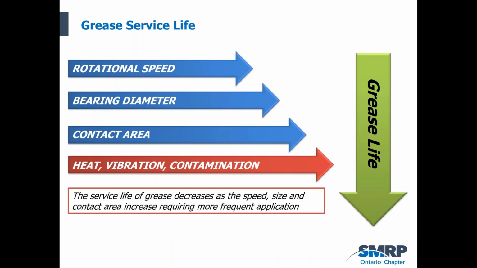Well, that depends upon the service life of the grease. Generally speaking, the higher the speed, the larger the bearing diameter, meaning the more contact area, and the higher the degree of vibration or heat or contamination, these all impact the life of the grease. So if we have a shorter grease life, we want to regrease more frequently in order to take care of this, right? So in the case of higher speed, the higher the speed, the more often we grease. The larger the bearing, the more often we grease. So we calculate this based on these different parameters.